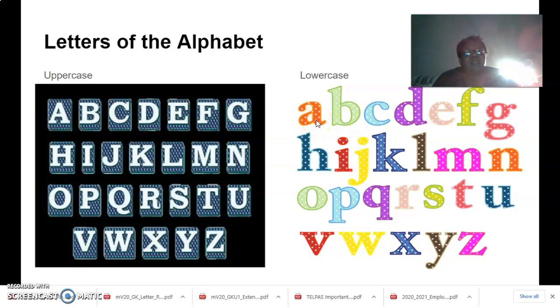Then you can use either upper or lowercase and work on your sounds. And ready? We're going to do them out of order.